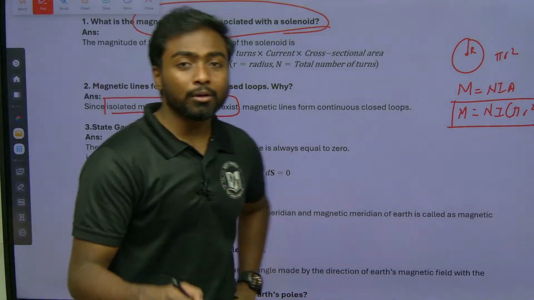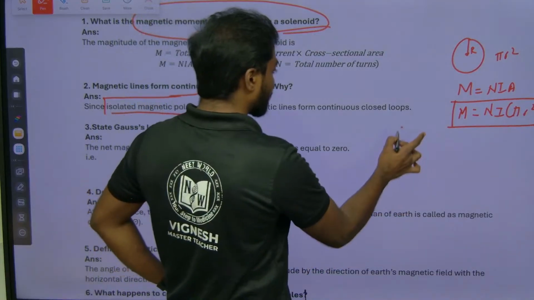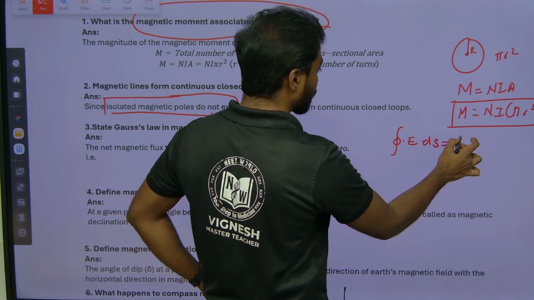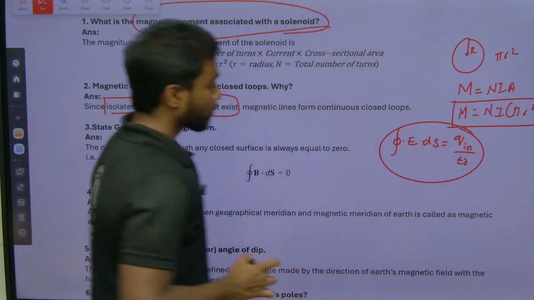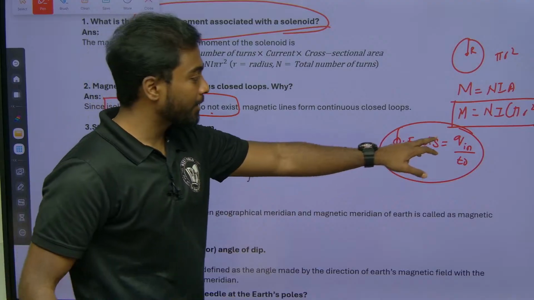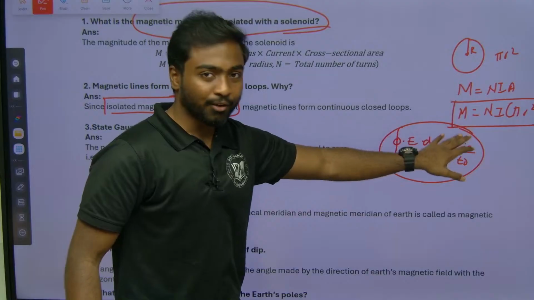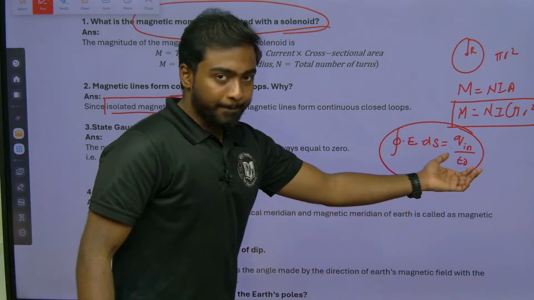When we talk about Gauss law in electric charges and fields, this is the formula, no? Integral of E dot ds is equal to q in by epsilon naught. So Gauss law says the flux passing through a closed surface is nothing but the total charge present inside the surface divided by epsilon naught. The permittivity we are talking about, epsilon naught, right?